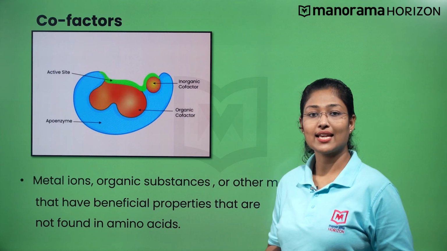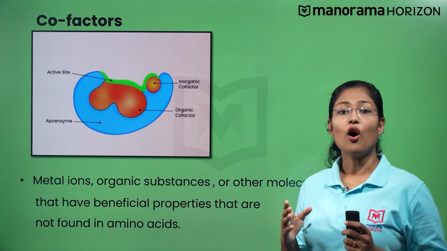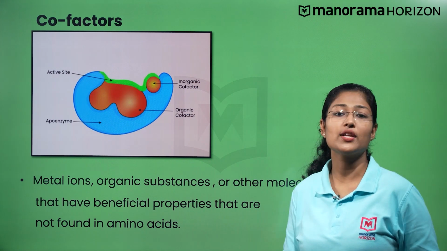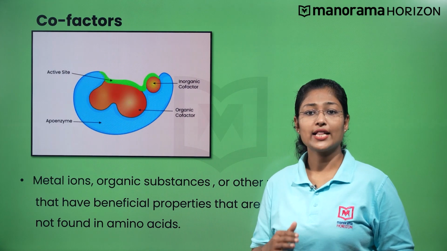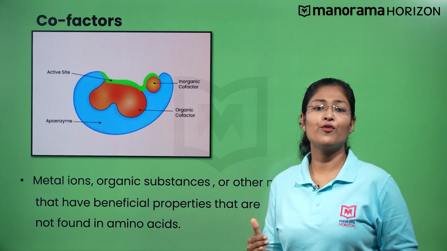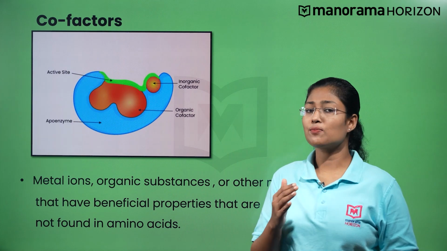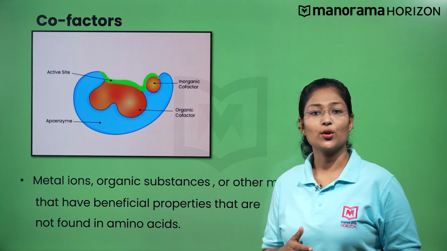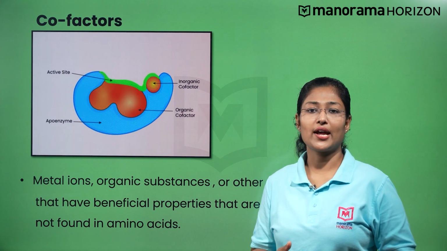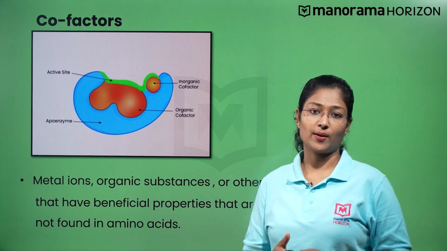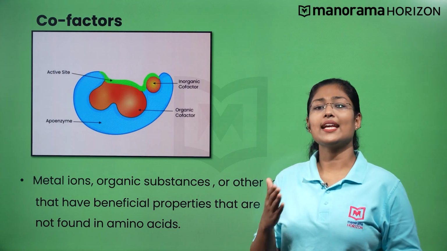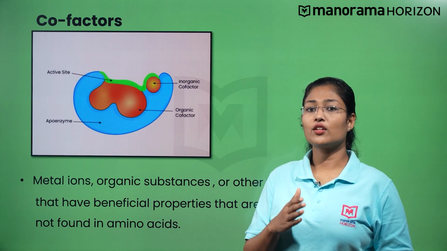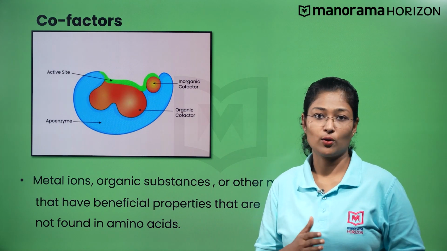Cofactors can be metal ions, organic substances or other molecules that have beneficial properties that are not found in amino acids. While the body can produce some cofactors such as ATP, others must be obtained only through food. Some examples include zinc ions, copper ions, potassium ions, etc. There are organic and inorganic cofactors as well. So we shall focus on the different forms of cofactors now.